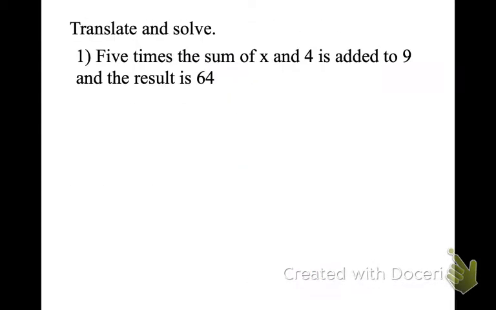All right, let's look at now. Notice the directions. There's 2 sets of directions here. One says translate, the other says solve. So I've got 5 times the sum of x and 4. How am I writing that? 5 times. Go, Cameron. Not 5 in parentheses, but x plus 4 in parentheses. Open parentheses, x plus 4, plus 9 equals 64.